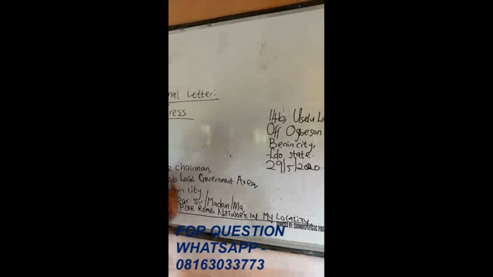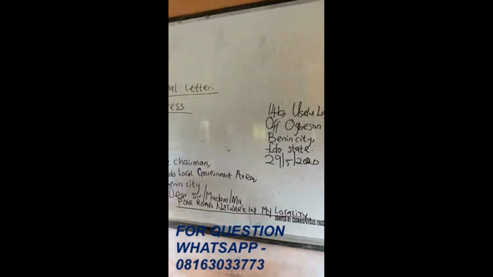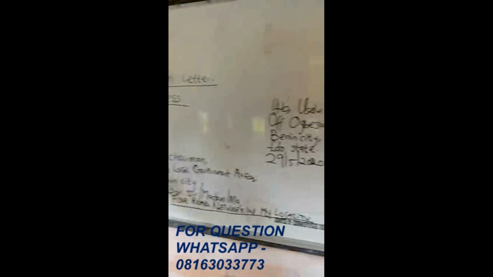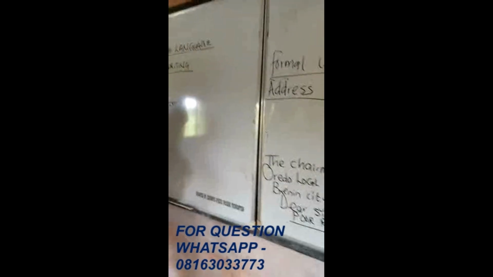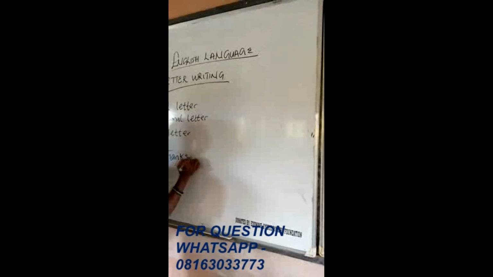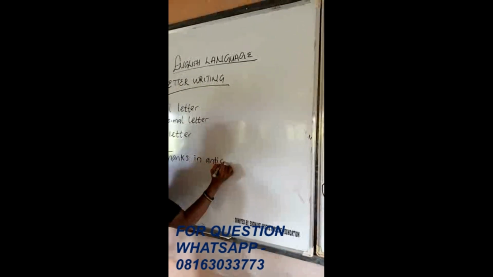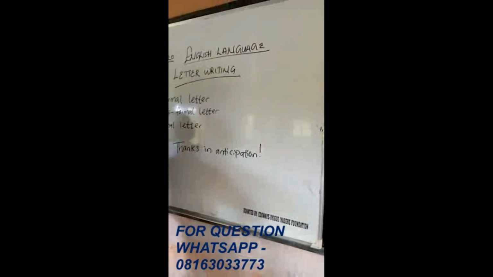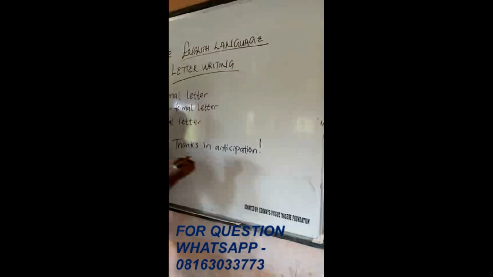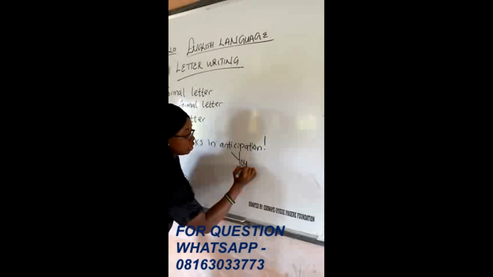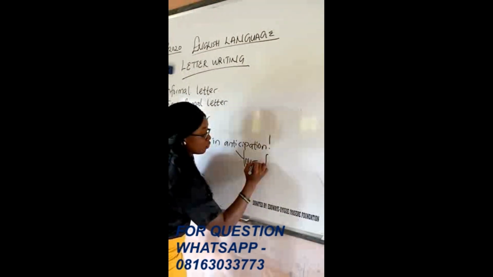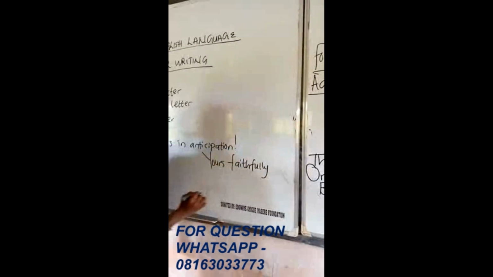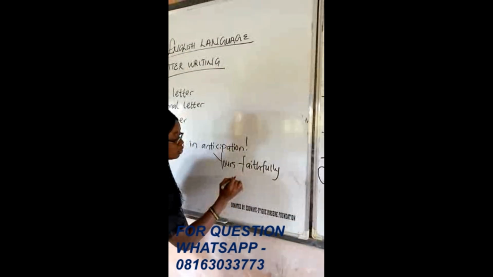Then after you state your reasons for writing, you write underneath it, tense in what? In anticipation. Right? A paragraph, you have tense in anticipation. There's an exclamation mark here because you are hoping that it will come to your aid. Then underneath it, you write yours faithfully. Not yours sincerely, but yours faithfully. You sign. There's a signature attached to it.